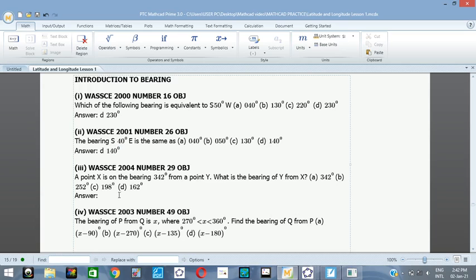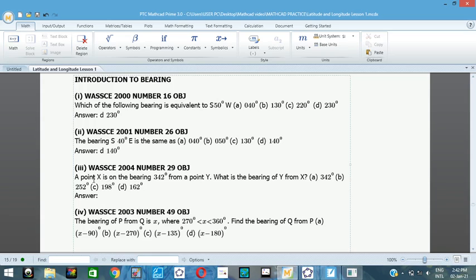Let's look at number 3, taken from 2004, number 29 objective question. So this is this one. Now we have 2 points, x and y. So you need to know where you are coming from, because where you are coming from is where you will do your angular turning. It said a point x on the bearing 342 degrees. So we are not coming from x. The question did not say from point x. It's just telling us where you can move to get to x.